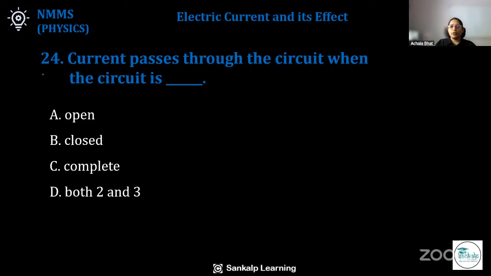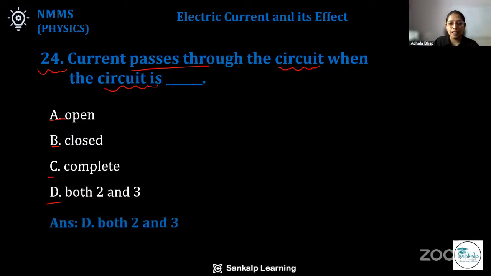Let us see question number 24 of NMMS Physics chapter Electric Current and its effect. Current passes through the circuit when the circuit is A, open, B, closed, C, complete, D, both 2 and 3. That is B and C. Which one is correct? Current passes through the circuit when the circuit is closed and complete. Option D is correct, both 2 and 3.